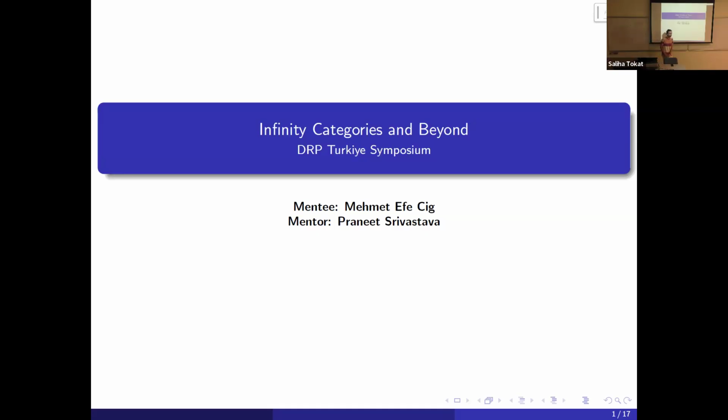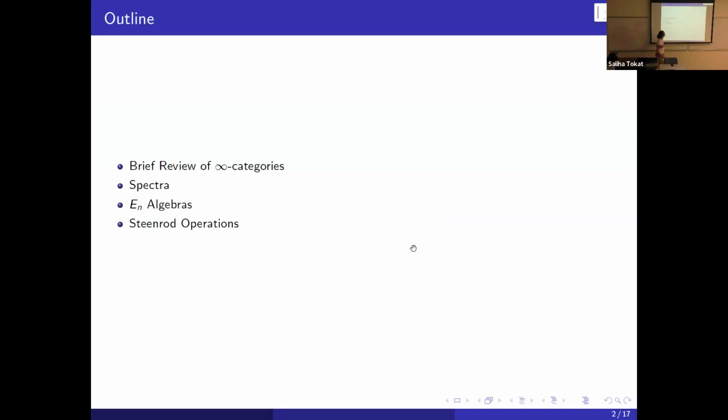Hello everyone, today I will be presenting about infinity categories and higher algebra. I will basically give a brief review of infinity category theory, then I will move on to the infinity category of spectra, then I will show the necessities of E_n algebras and give a definition of a Steenrod operation in the higher categorical language.